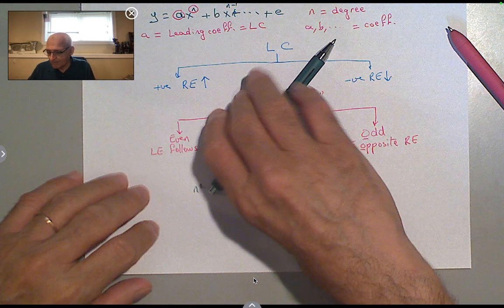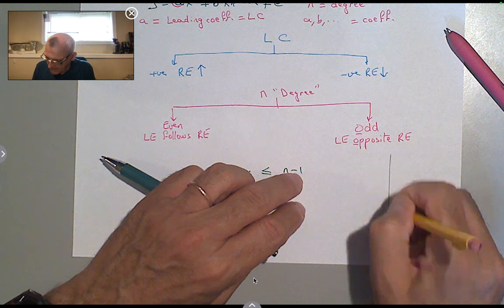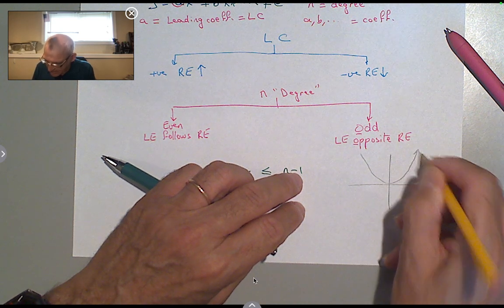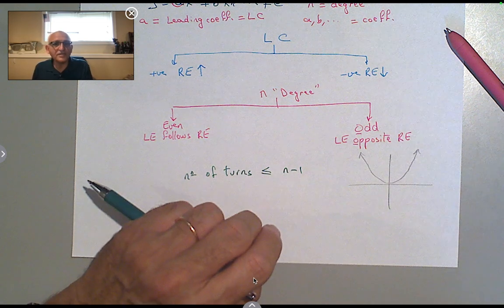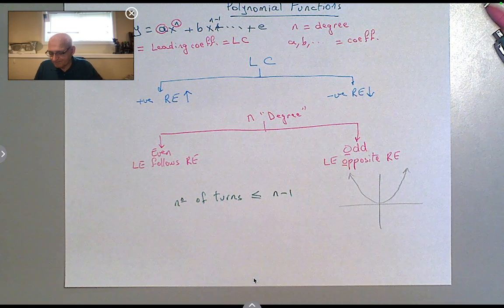No turns. Y equals x squared, there is only a single turn. No more, and so on and so forth. So that's another thing you have to know.